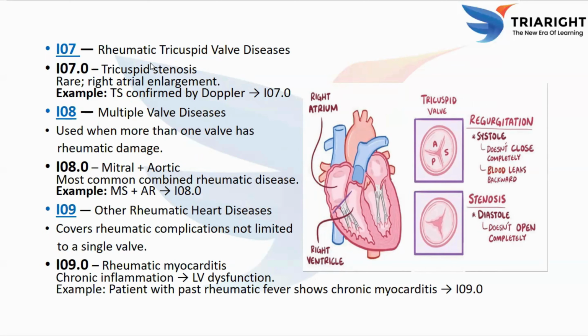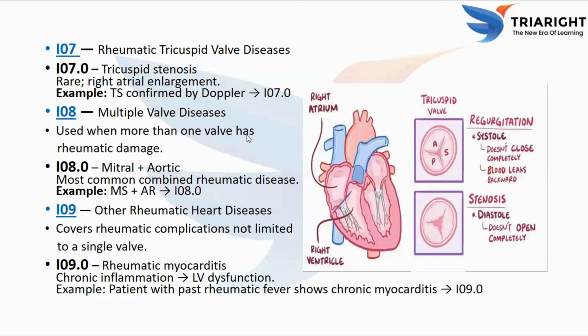Then I07, it's rheumatic tricuspid valve disease. So what do you mean by this? This code describes the long-term complications of the rheumatic fever involving the heart valves and also the myocardium. So in this, rheumatic involvement of the tricuspid valve takes place. This leads to the right atrial enlargement and also the symptoms of the systemic venous congestion. So what will be the example of this? It's a tricuspid stenosis which is confirmed by Doppler. So whenever a tricuspid stenosis is diagnosed, you have to assign the code I07.0.